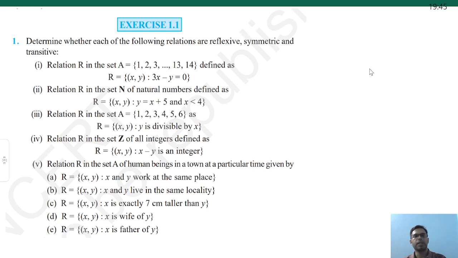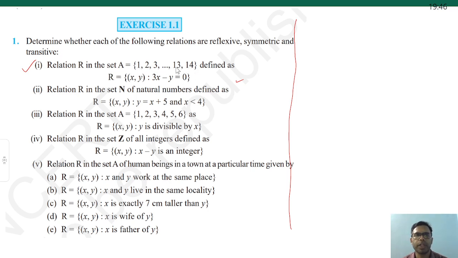So first question to see this question. I am writing here. Let me move this. Okay. So you come to the solution of the question number 1. This one. First question to solve. The relation is given in this set 1, 2, 3, 4 to 14.